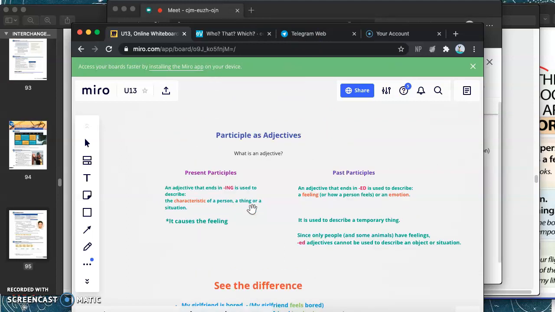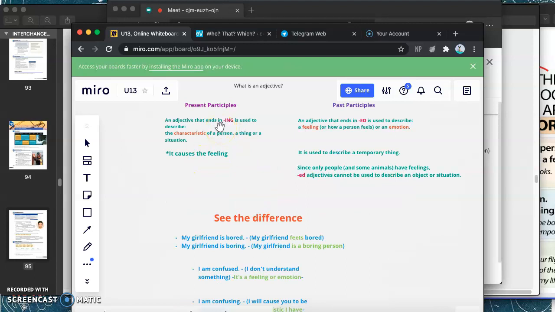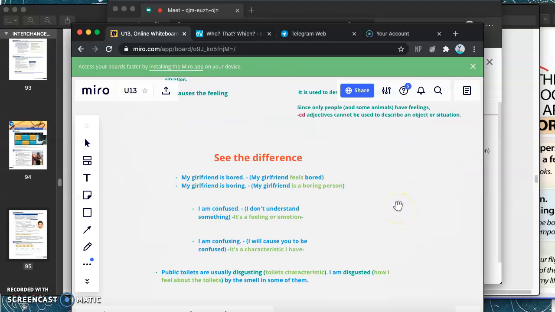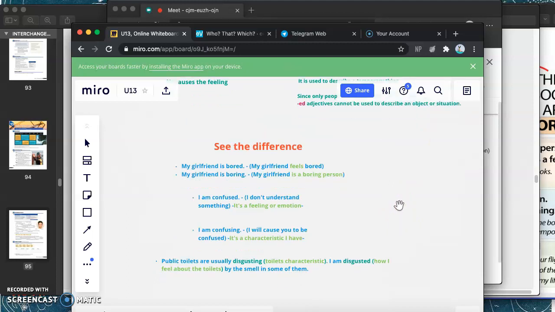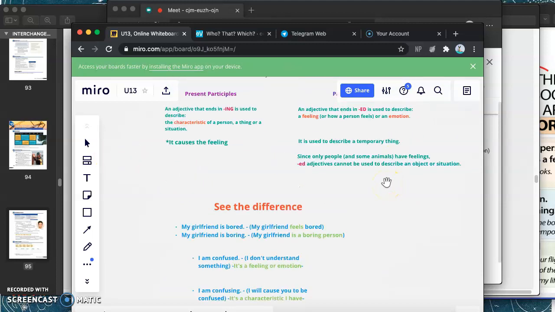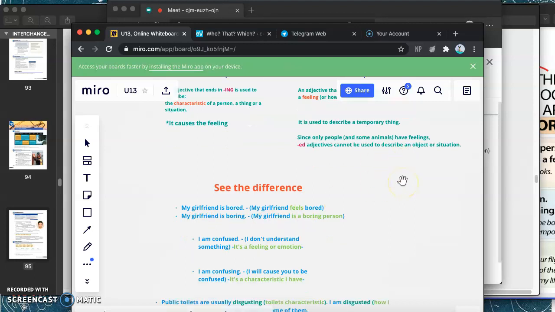Basically, again, if I use ing, it's because it's a characteristic. It's something more permanent. And if I use the adjectives with ed, it's because this is just a feeling or an emotion. It's more temporary. That's how I feel about something. If I say my girlfriend is bored, it's because she feels bored. But if I say my girlfriend is boring, it's because she is a boring person. She might make you bored because she's boring.